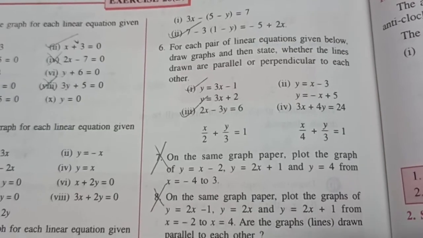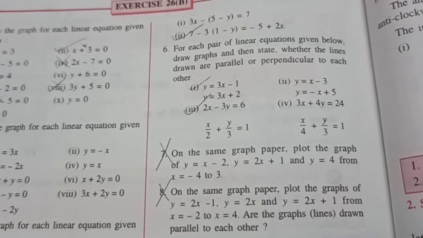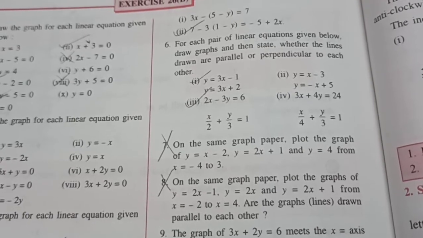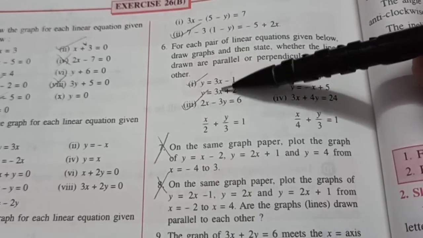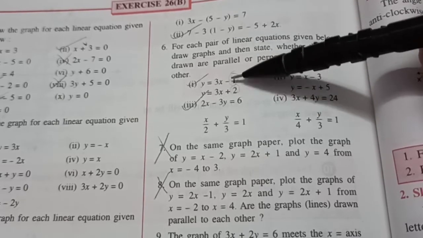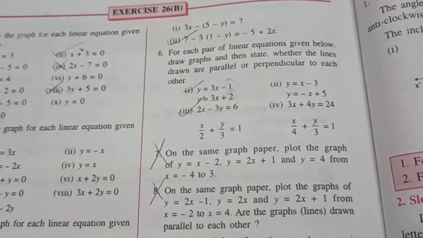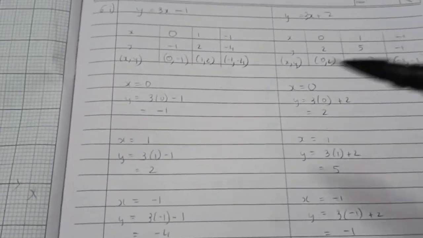Next, the sixth sum, 6.1 and 6.2. We have to decide if they are parallel or perpendicular. First of all, whenever you see that the equations are quite similar, only the constant term is different, that means it has to be parallel. Let's confirm this. So you got two equations. I'm solving them side by side.